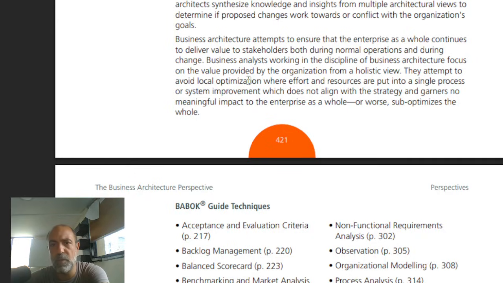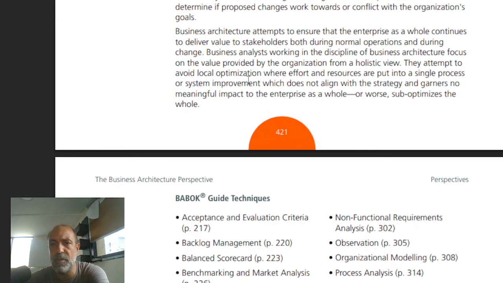Business analysts working in the discipline of business architecture focus on the value provided by the organization from a holistic view. They attempt to avoid local optimization, where effort and resources are put into a single process or system improvement that does not align with the strategy and garners no meaningful impact on the enterprise as a whole, or worse, sub-optimizes the whole.